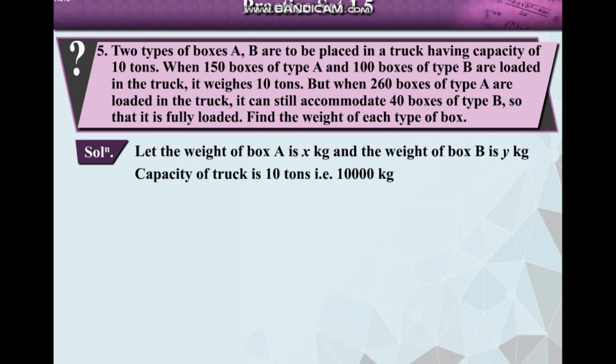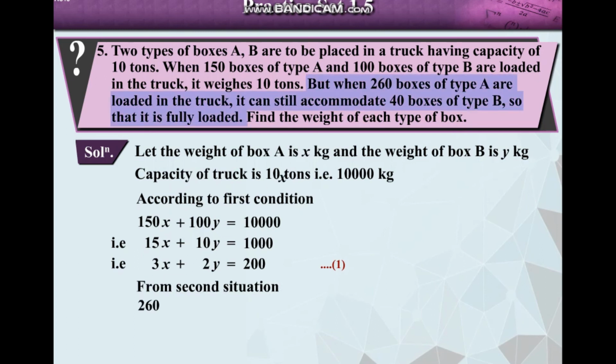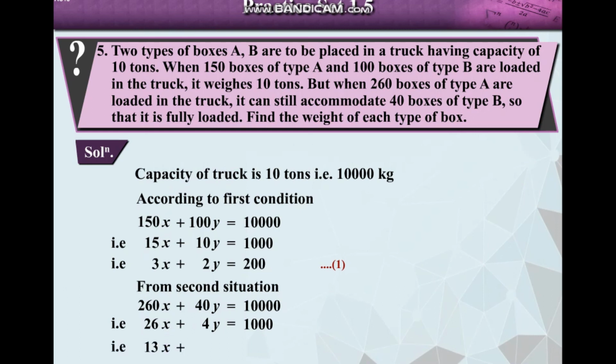Capacity of the truck is 10 tons, that is 10,000 kg. According to the first condition, 150x + 100y = 10,000. That is 15x + 10y = 1000. That is 3x + 2y = 200. Equation 1. From the second situation, 260x + 40y = 10,000. That is 26x + 4y = 1000. That is 13x + 2y = 500. Equation 2.